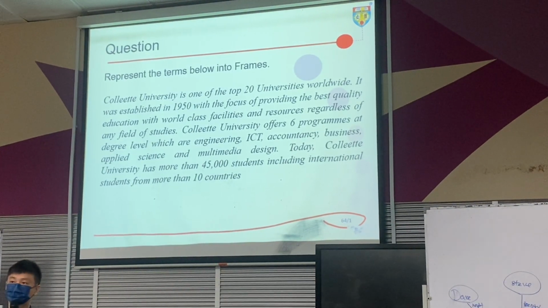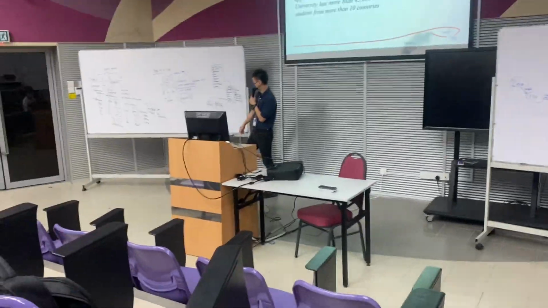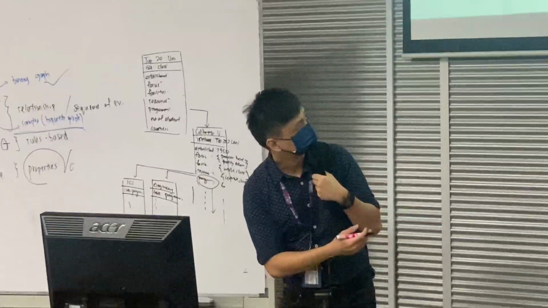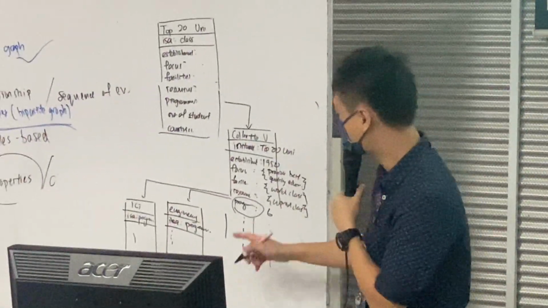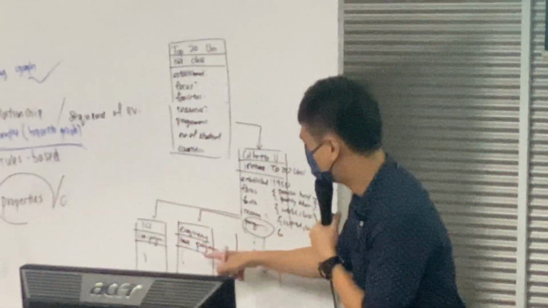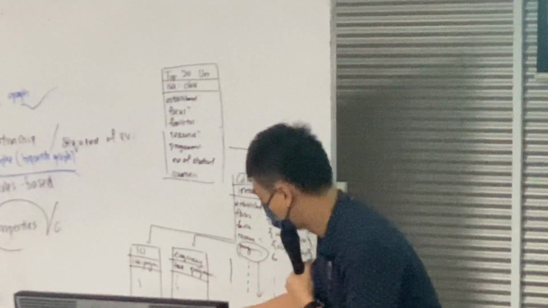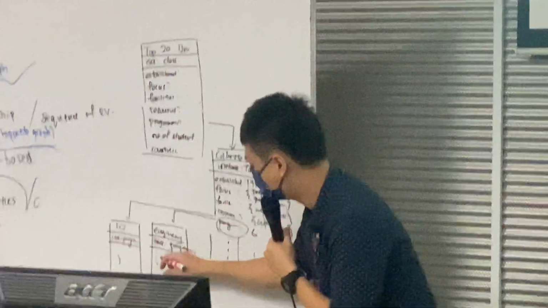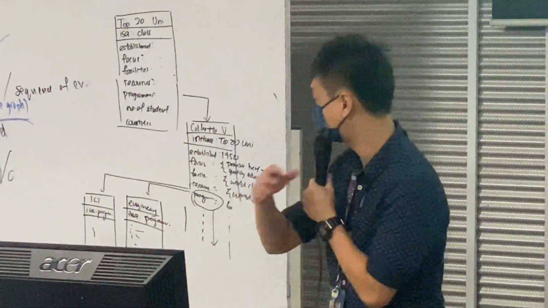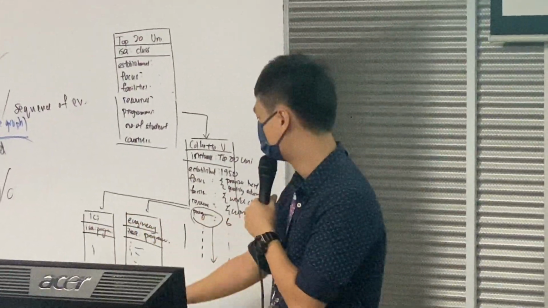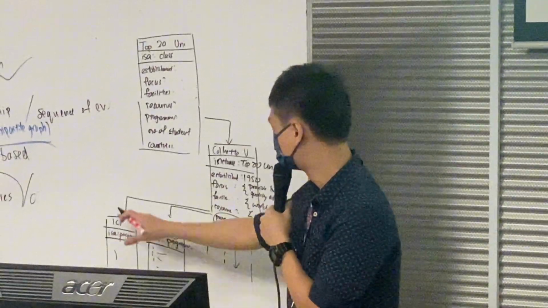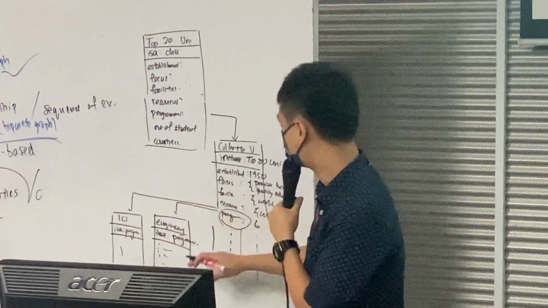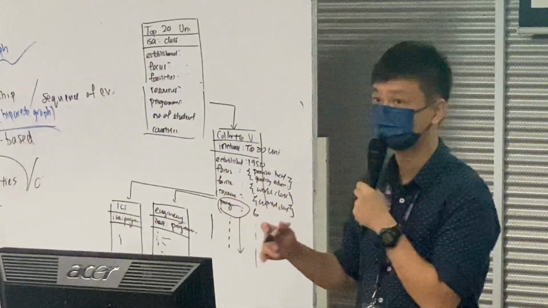Can you find this using engineering, ICT, accountancy, business? So you can create another frame to represent each of these programs. You have 6 programs here. If you have a value here, then you can put it, but we don't have a value, so we just put this 6 programs to show that there are subclasses under this program. Okay.